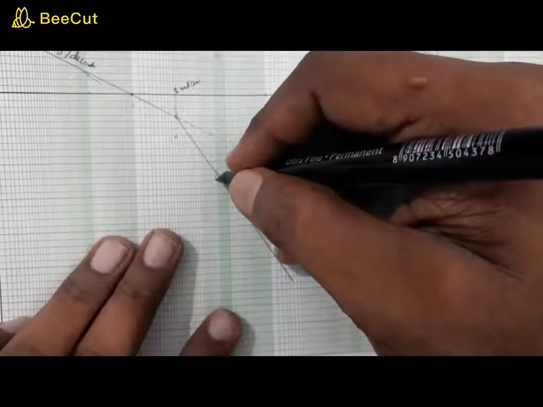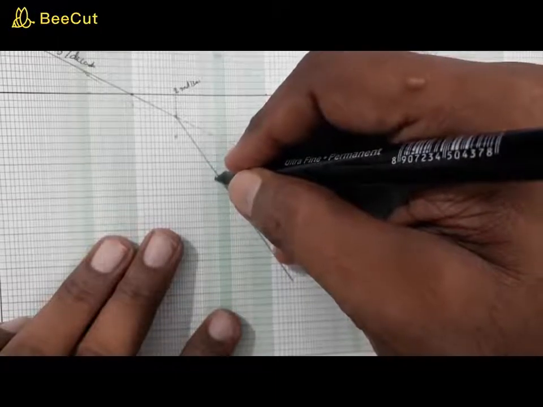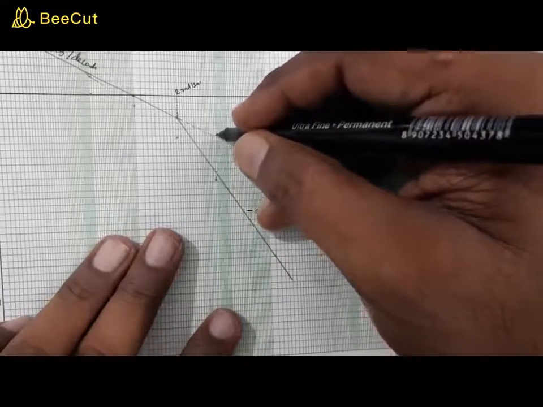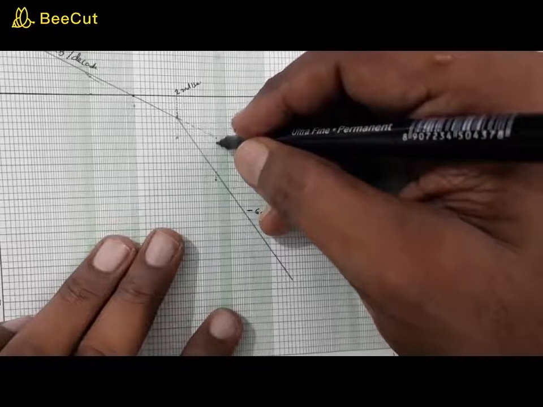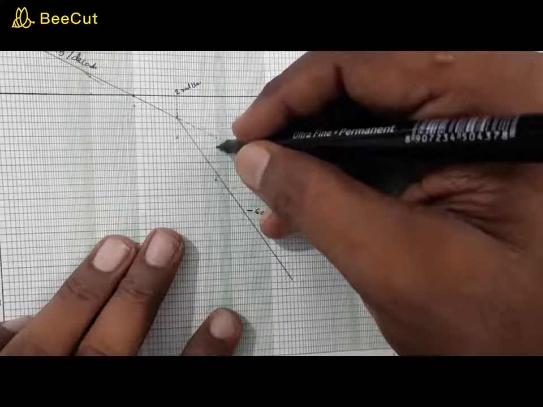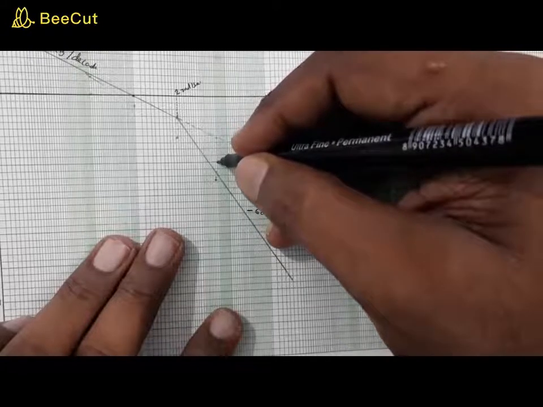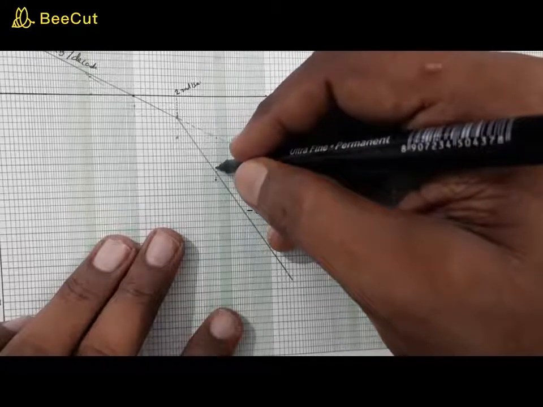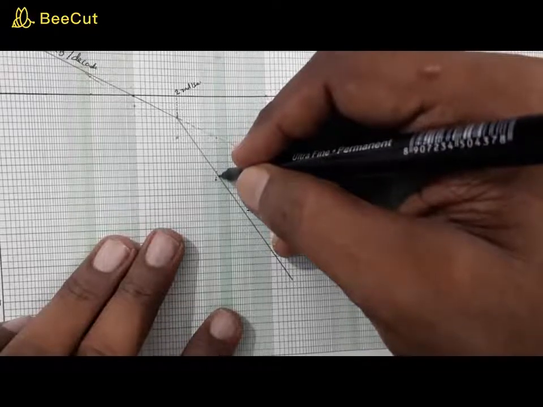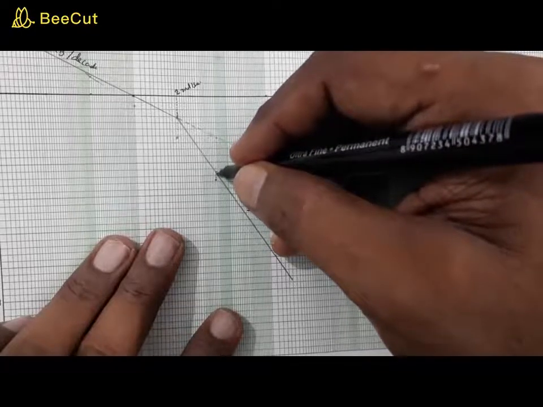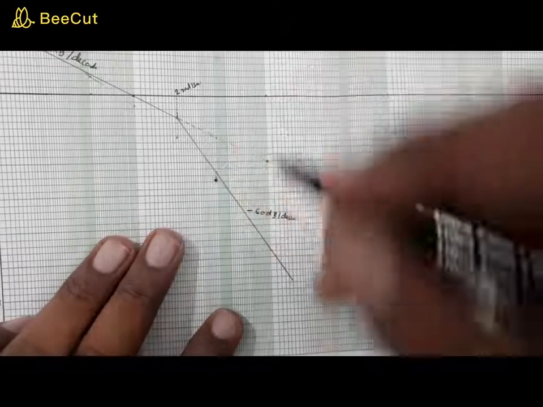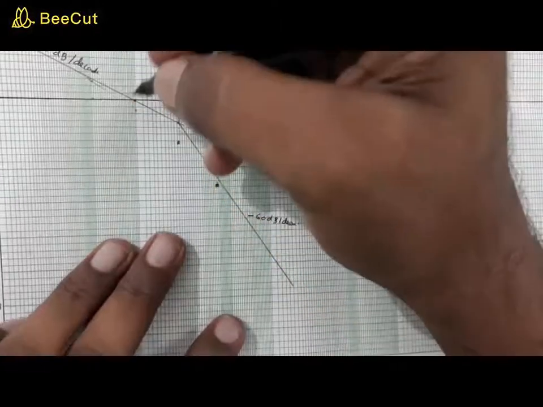Okay, so this must be the point, right? So this is the point. 1, 2, 4, 6, 8, 10, 12, right? So this must be the point, right? So these are the 2 points we have identified.